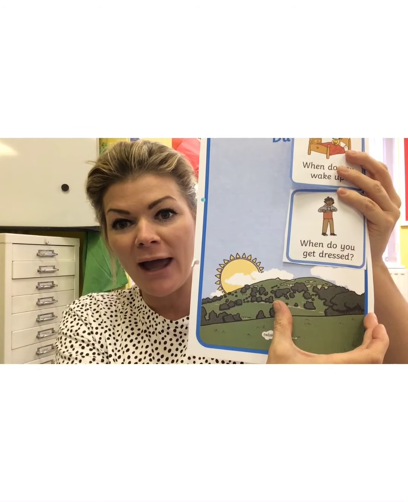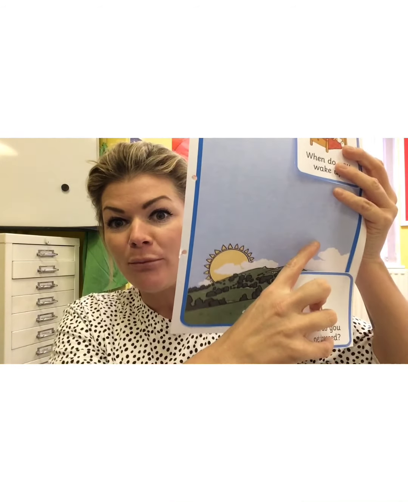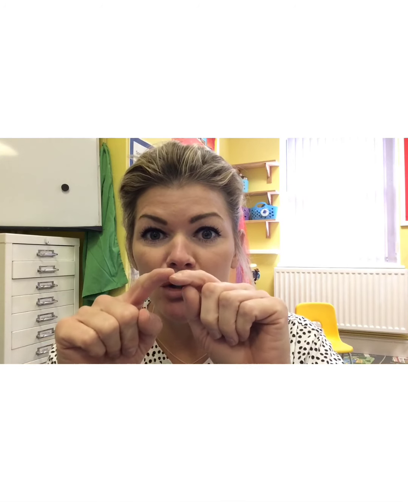Down here I might have eat my breakfast, or I might have eat my breakfast and then get dressed. In different families, in different houses, people do things in a different order, so you can choose. It might be that there is no picture of anyone having breakfast, but we do have breakfast. Why don't you draw your own picture and stick that on?